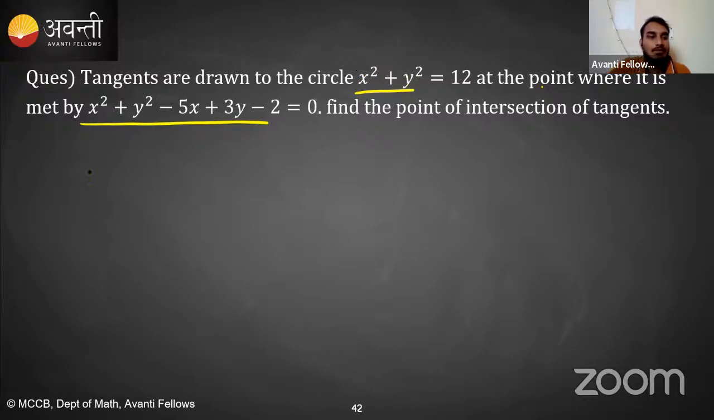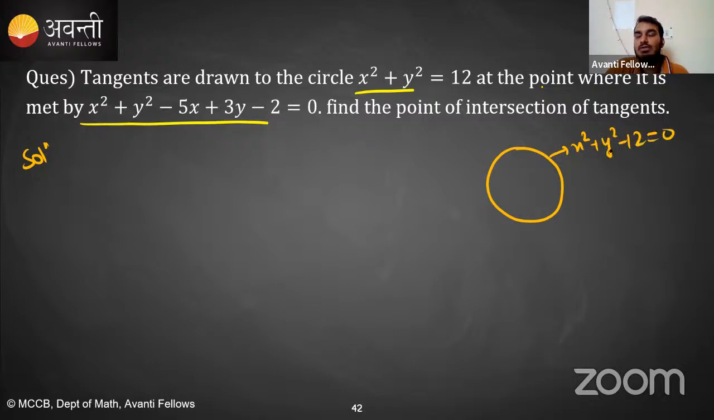Okay, let's see. Student, the question is saying that this is a circle x square plus y square equal to 12. Let's say this circle is x square plus y square minus 12 is equal to 0. Let's call this circle S1. And this circle is intersecting with the circle x square plus y square minus 5x plus 3y minus 2 equal to 0. So maybe somewhere like this the second circle is here.